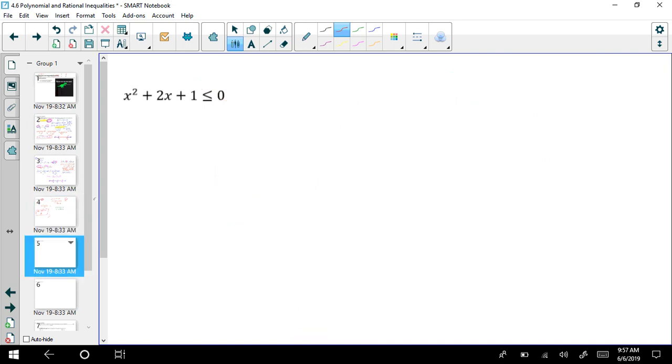Next one. It's ready to go. So if I picture, like, I'm going to find what makes it equal to 0, multiply to 1 and add to 2. So 1 and 1.